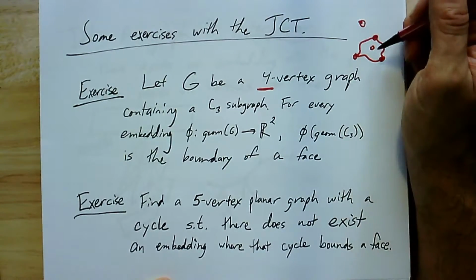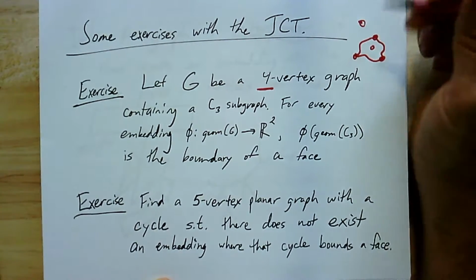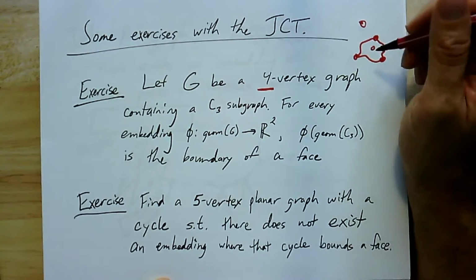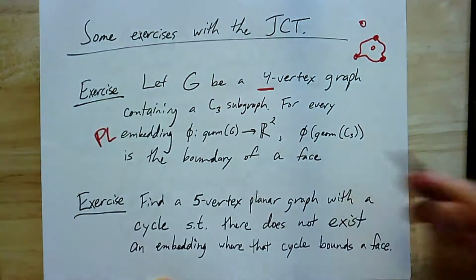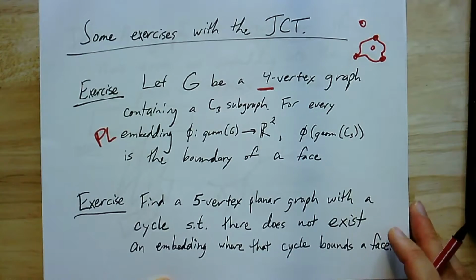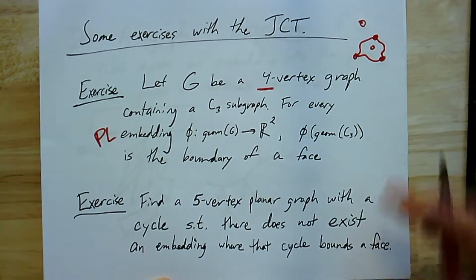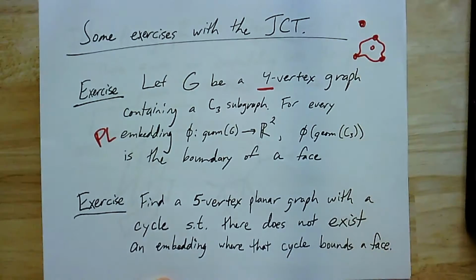It's really just invoking the fact that the piecewise linear embedding of the cycle is a polygon. And so there's an inside and an outside. And so that 4th vertex has to lie either all inside or all outside, and the edges as well, the edge coming out of that 4th vertex. All right, so that's the first one.